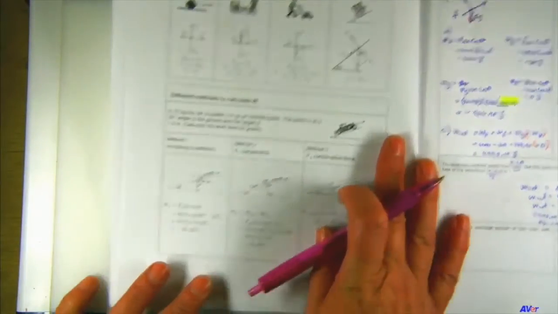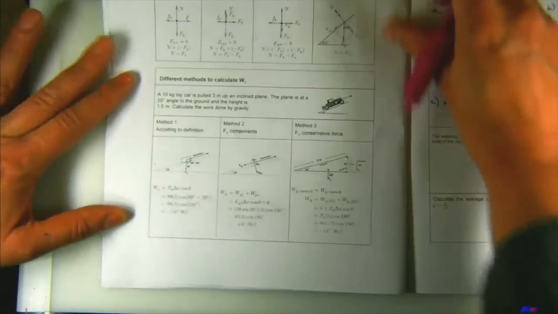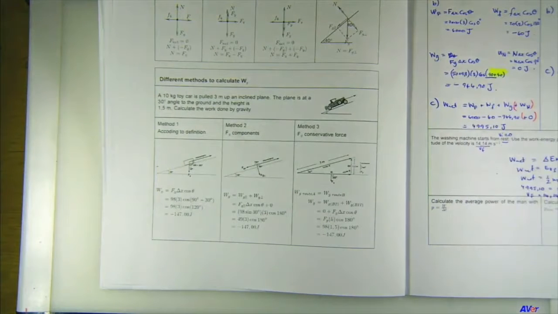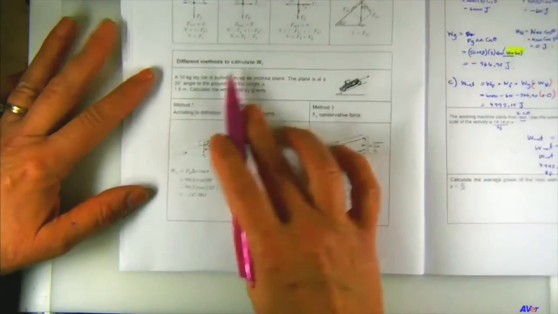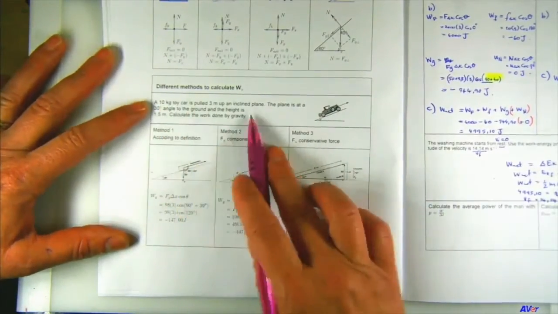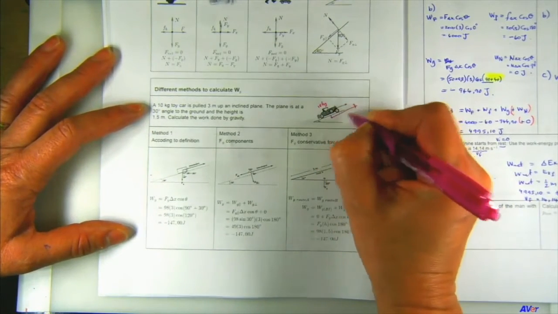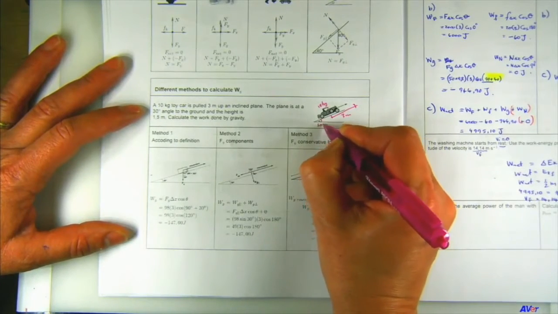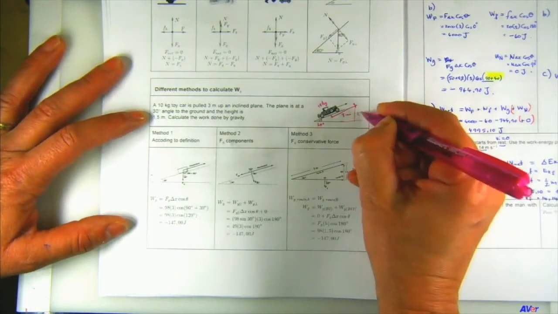So just to use that, if you turn to the next page, down there at the bottom on page 12, I'm now going to show you 3 different methods that the teachers and the textbooks use to work out the work done by gravity. Now, if I told you there's a 10 kilogram toy car pulled 3 meters up an inclined plane. The plane is at an angle, this is very small, of 30 degrees there, and they tell you that the height is 1.5 meters.